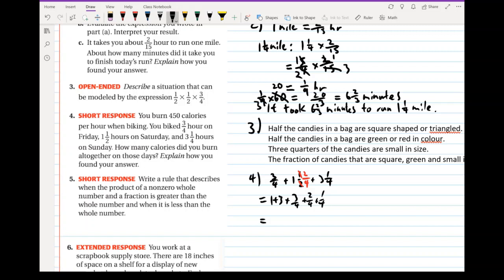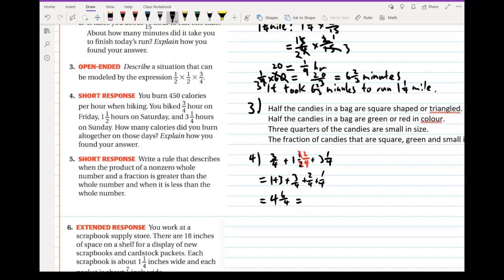That will be 1 plus 3 is 4. And then 3/4 plus 2, that's 5. 5 plus 1, that's 6/4. So 4 and 6/4, which simplifies to 3/2, which is 1.5. Our overall answer should be 5.5, because that 1 would move on to the next whole number. So that's equal to 5.5.